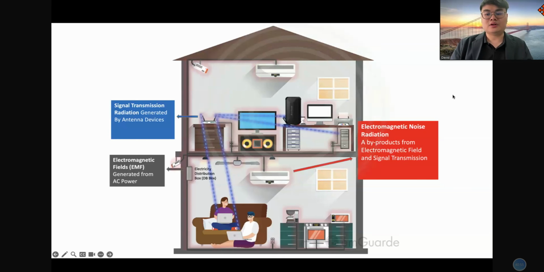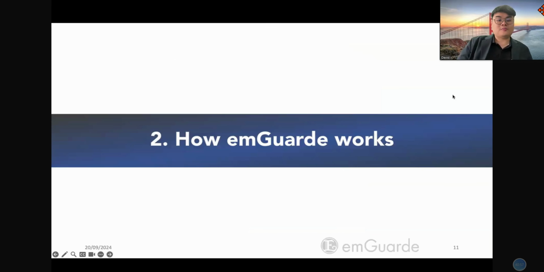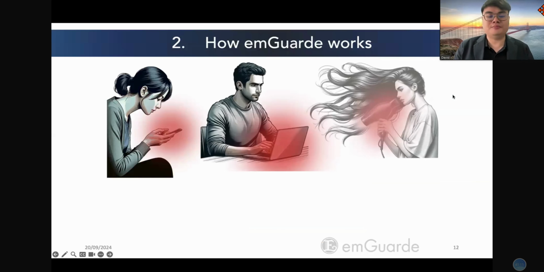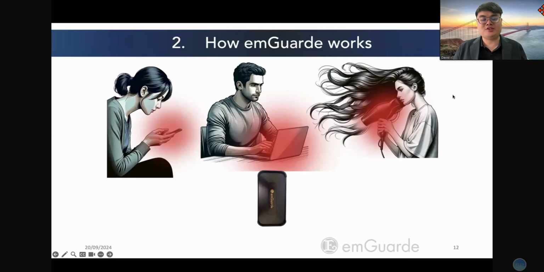Okay, all right. Now, topic number 2, how emGuarde works. So when you go and meet new people, for example, your new prospects, they will ask you, so how does the technology actually work? It's pretty simple. From a day-to-day basis, when we use all our electrical appliances, as long as your appliance is powered by a battery-operated device like this, or powered by electricity, it will generate a certain amount of high-frequency electromagnetic noise radiation.